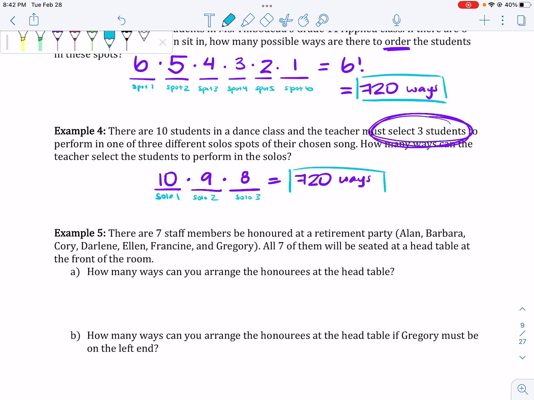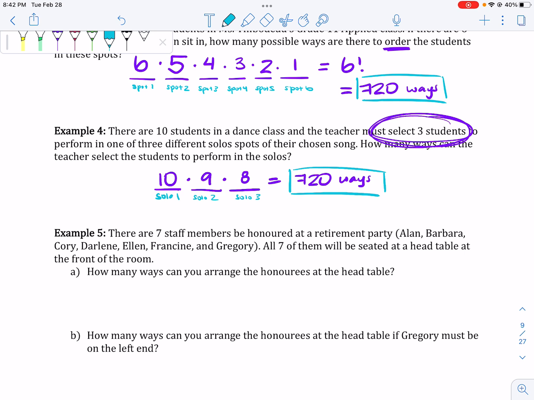Now, things to keep in mind. I wouldn't want to make a graphic organizer for this. This would be awful. I can't imagine wanting to draw a graphic organizer that starts with 10 branches, and then from each of those 10 branches, I draw 9 branches, and then from each of those endpoints, I draw 8 branches. That would be ridiculous. So the fundamental counting principle can also help me figure out things for permutations. So that's a really great situation.